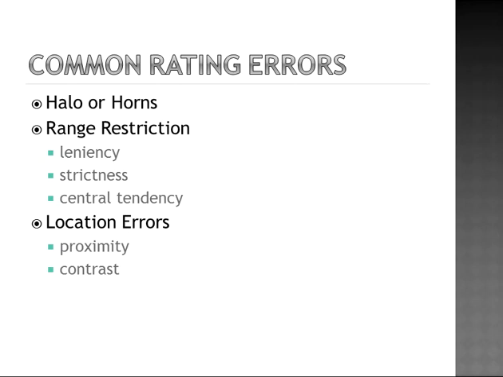Then we have location errors. What we mean by that is, for example, proximity. Proximity errors occur when a rating made on one dimension affects the rating made on the dimension that immediately follows it on the rating scale. Because you rated them one way, that subsequent rating may be affected by what you just rated them as.